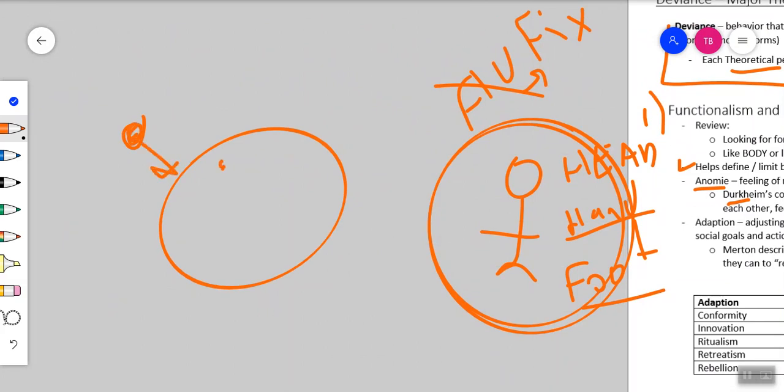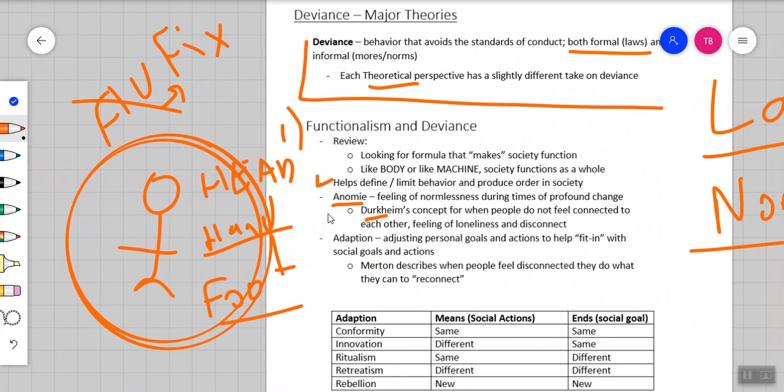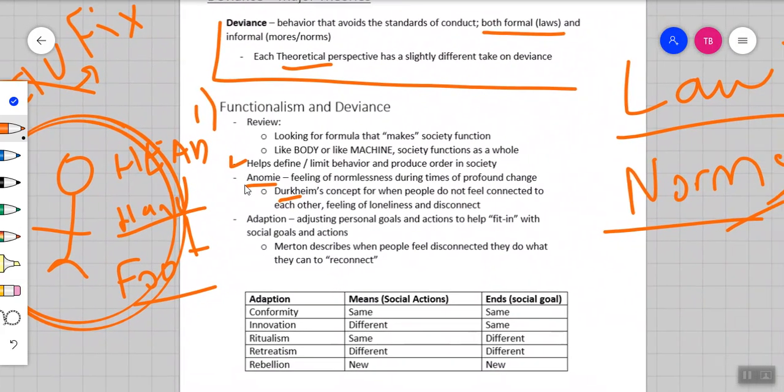So a good, healthy society is when everyone's inside of the society, if each of these are individuals, and this is good. So if we have people on the outside of that feeling alienated, that's bad. Or in a situation of anomie, or it's a way to describe deviance when people are feeling separated from others. Okay? So a second way that we look at this is adaptation.